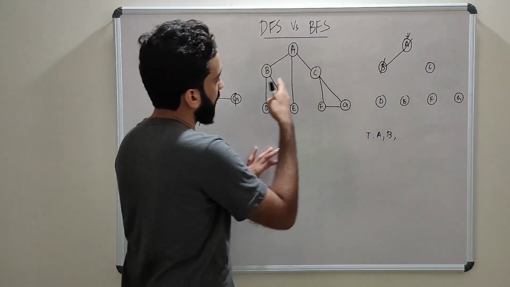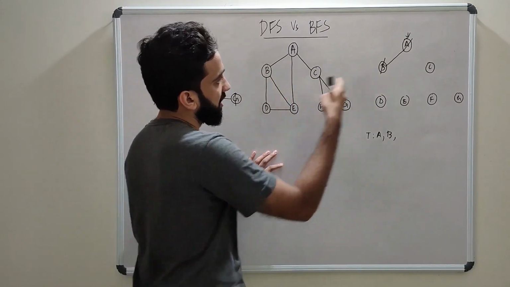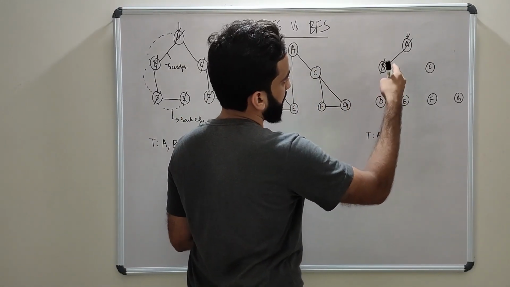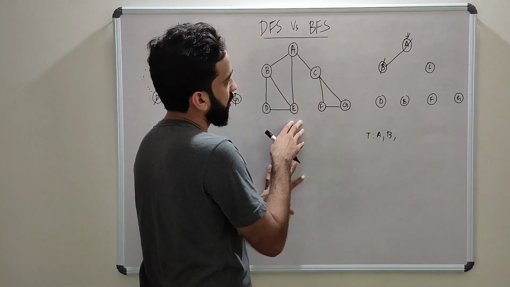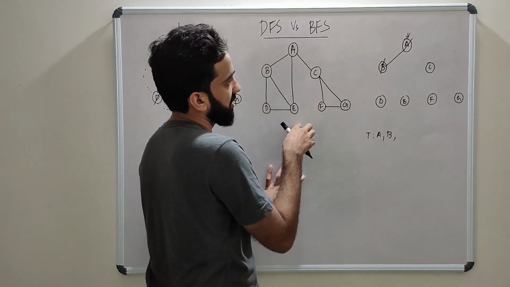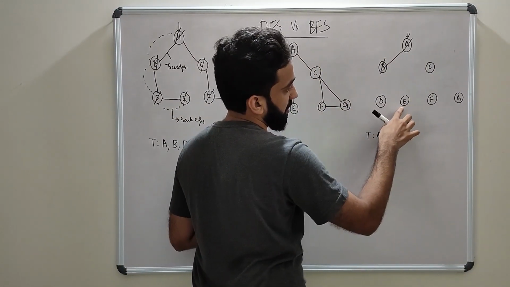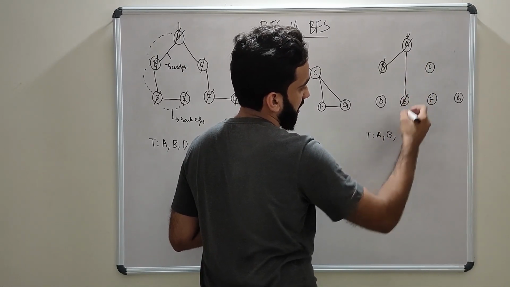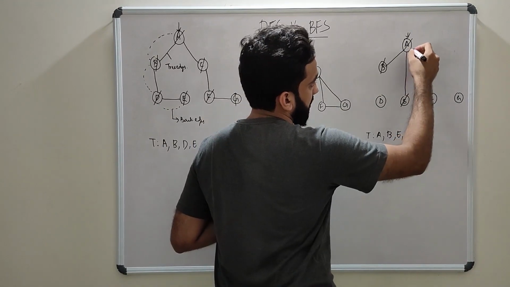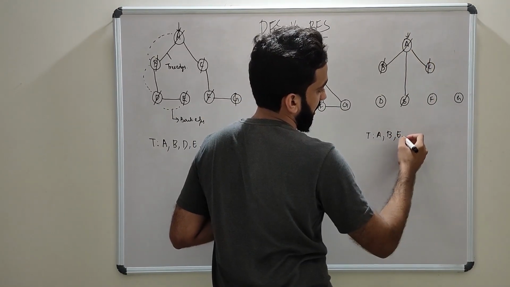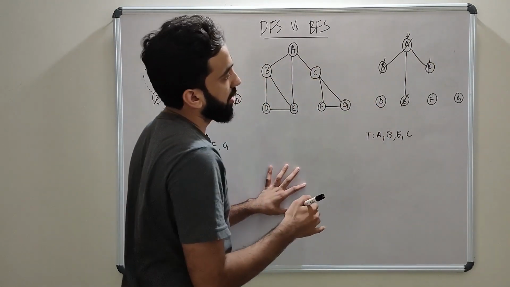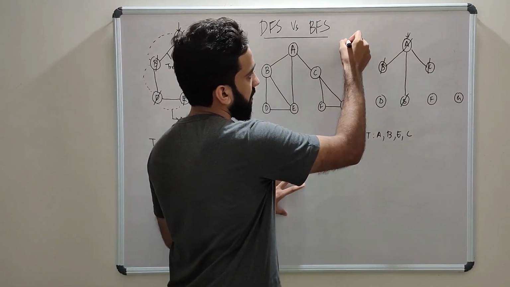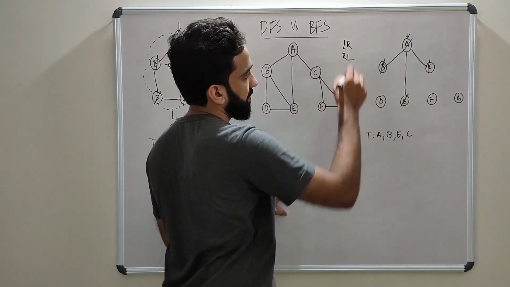So instead of going from B to D, here what BFS does is it looks for other nodes which are attached to A which are not visited. So here we have E and C. So next it will go to E. So we'll mark E as visited and we'll add E. Next to C, we'll mark C as visited and we'll add C. So here we are going from left to right. We can also go from right to left.